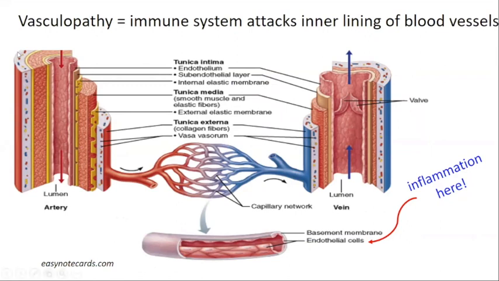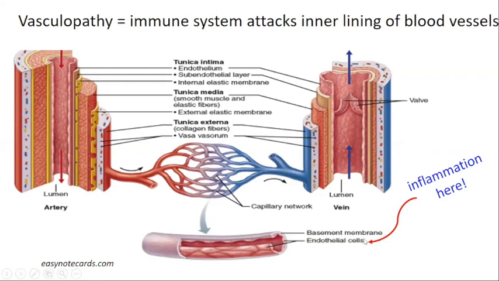So dermatomyositis is a type of condition called vasculopathy, meaning that the immune system is attacking the inner lining of blood vessels. So here we have some diagrams of blood vessels. We've got arteries that take oxygenated blood from our heart to all the cells in our body. And then we have veins that return the blood to our heart after the oxygen has been depleted. And in between arteries and veins are capillaries, which are the tiniest little blood vessels. And capillaries only have two small layers. They have these endothelial cells and then a basement membrane.